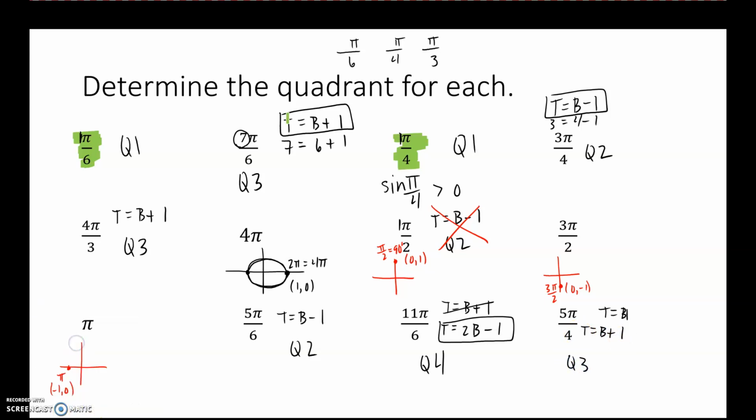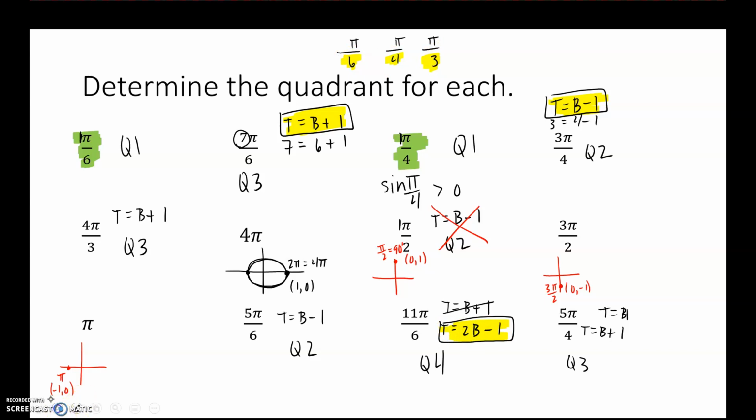All right, this is taking a little longer than I had anticipated, but these 3 relationships tell you your quadrants, but they only work when your denominator is a 6, a 4, or a 3.